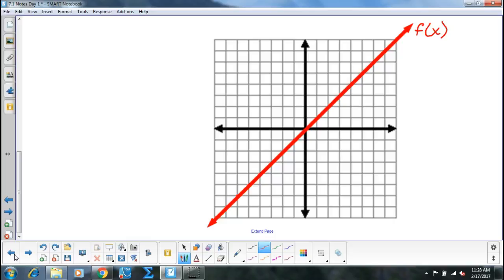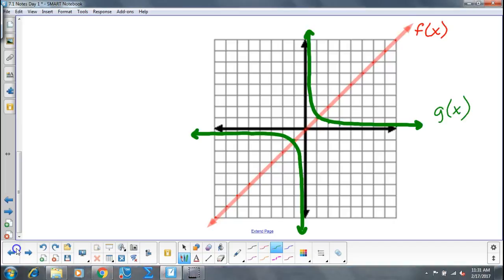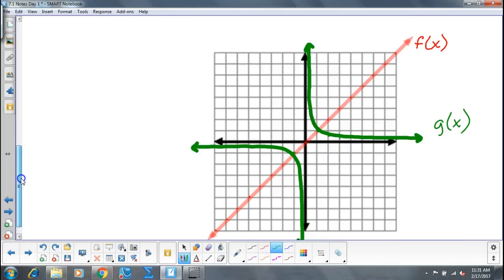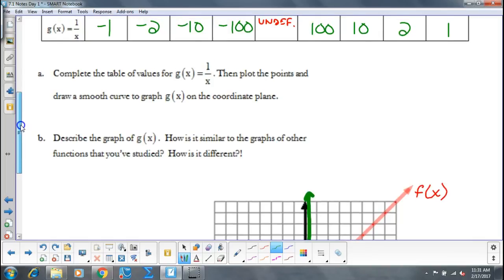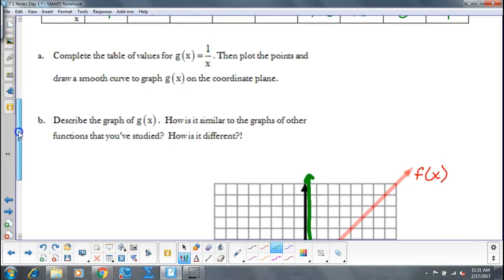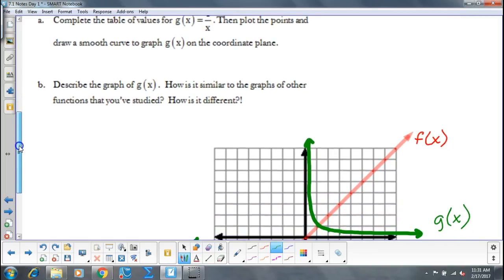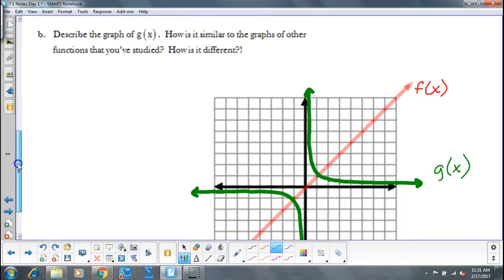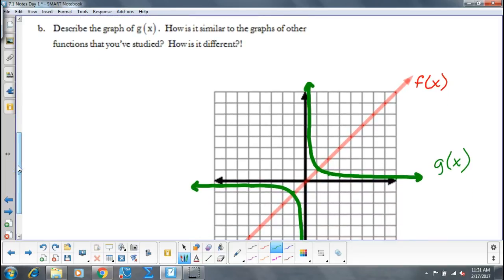g of x is 1 over f of x, right? So that's what f of x looks like, correct? Now all you've got to do is graph g of x. That's what g of x looks like. Question number 1, part A, says complete the tables, plot the points, draw a smooth curve for g of x. Did that. Part B says describe the graph of g of x.